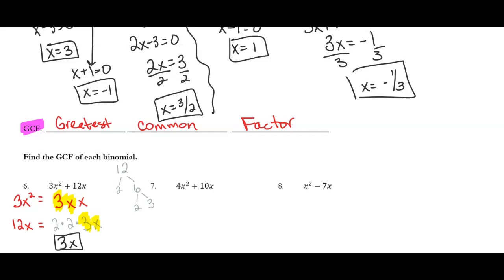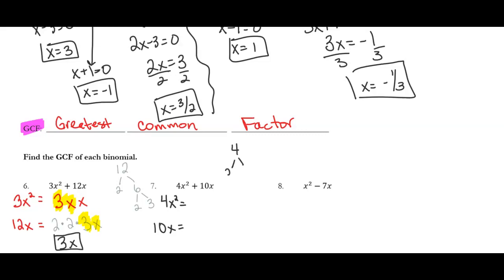All right, let's try number 7. I need to write what 4x squared is, and then I need to write what 10x is. So I'd like you to try and list this out in factored form for 4x squared and 10x. And when you think you have it, go ahead and press play.